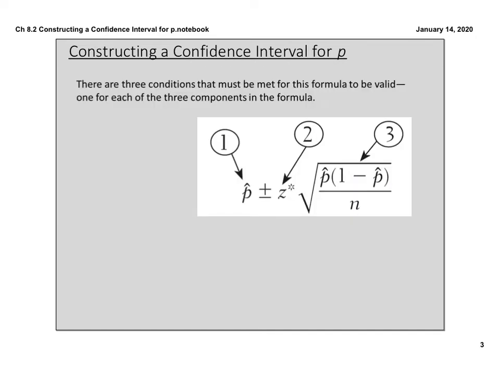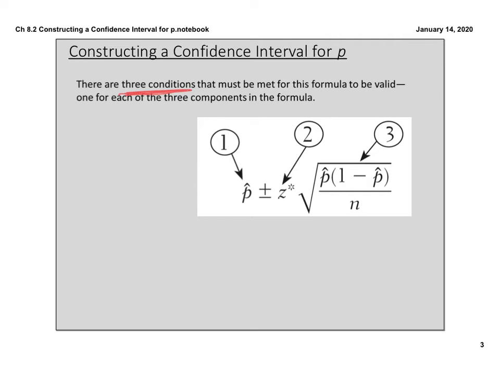So this is just a little bit more details of what those three parts are. The challenge or part of constructing a confidence interval, we can't just simply take all these values and plug them into the equation. Before we are allowed to take them and plug them into the equation, there are three conditions that we have to make sure are met for this formula in order for it to be valid.